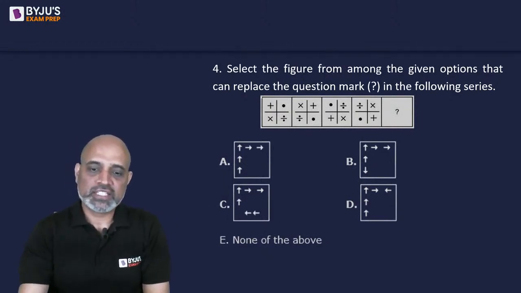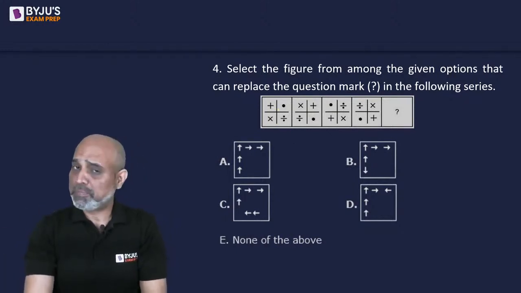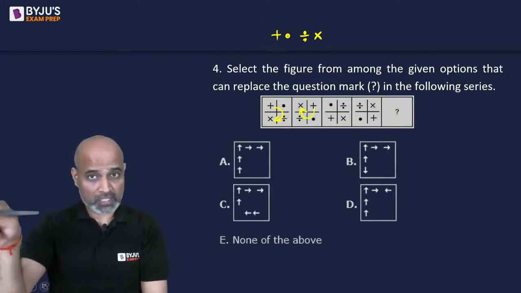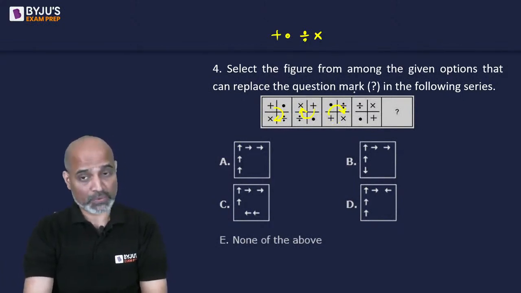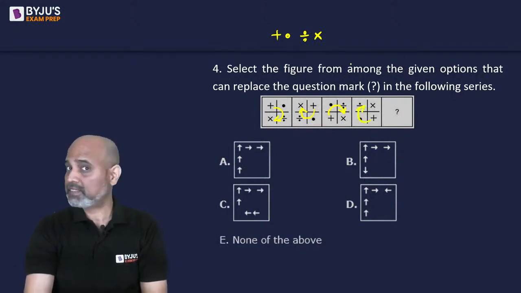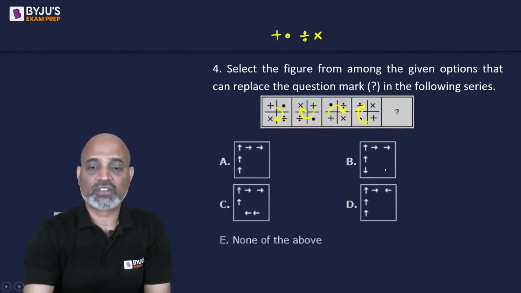So obviously the first thing that you should always look into is the order of the symbols. If I start with the plus symbol and follow it going clockwise, it is plus, dot, division, multiplication. If I look at the next one, starting from plus clockwise is the same sequence. Third figure, starting from plus clockwise, same sequence. Starting with plus in the fourth figure going clockwise, same sequence.